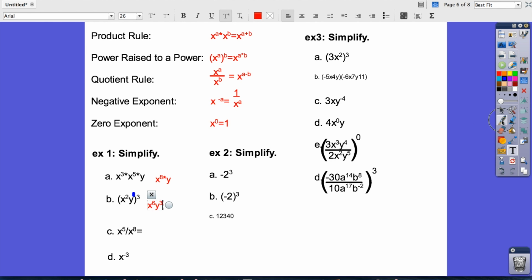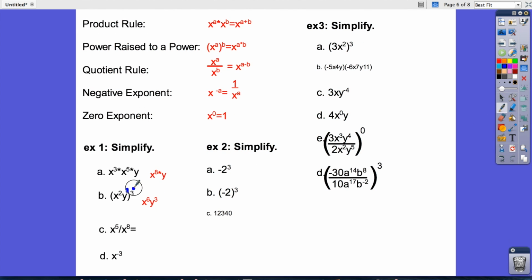And the reason why that works is because we are basically distributing this 3 to each exponent. And notice the y is to the first power because there's only one y. If it was 0 power, that means it'd be 1. So this is how we do this.